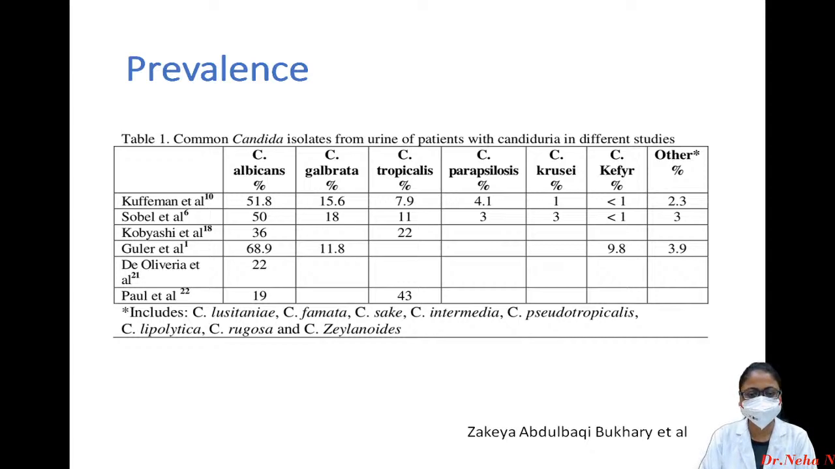This is a table which enumerates multiple studies. Here we can see that there is a lot of variation when it comes to the prevalence of albicans and non-albicans species. The albicans ranges from 19% to as high as 68%. The next most common comes out to be Candida tropicalis, in certain cases as high as 43%.